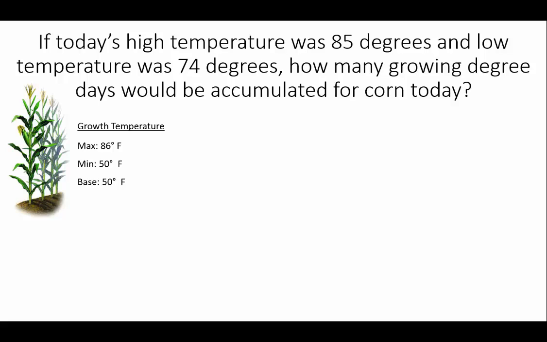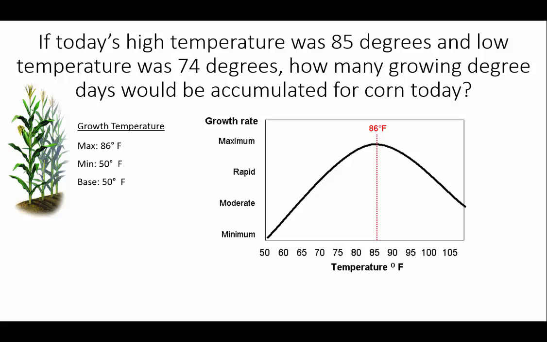If today's high temperature was 85 degrees and low temperature was 74 degrees, how many growing degree days would be accumulated for corn today? To begin this calculation, first we must begin by ensuring our high and low temperatures are within the acceptable range. In corn, this range is 50 degrees Fahrenheit to 86 degrees Fahrenheit, because corn will not grow below 50 degrees, and it will not grow any faster above 86 degrees. If either the high or low temperature for the day is below 50, that number will be replaced by 50. If either high or low temperature is above 86, that number will be replaced by 86.